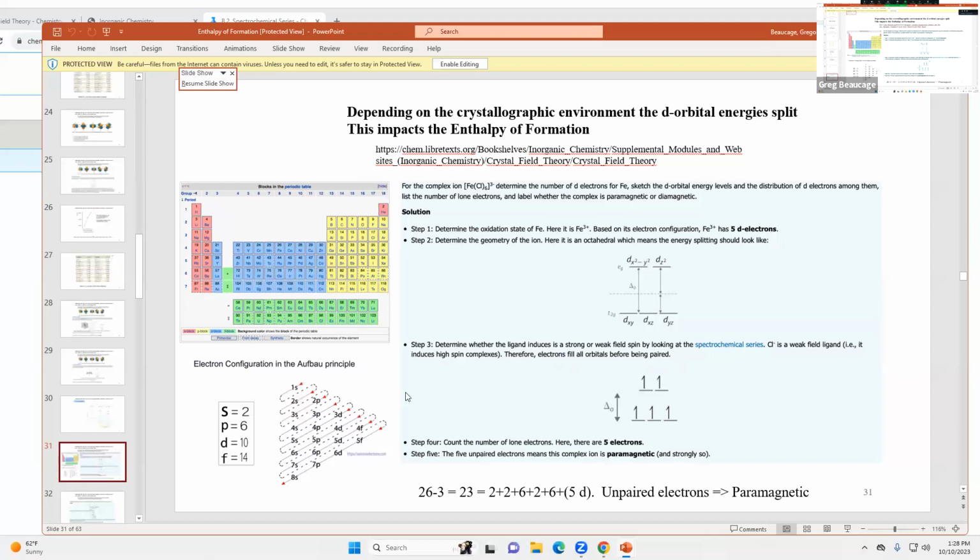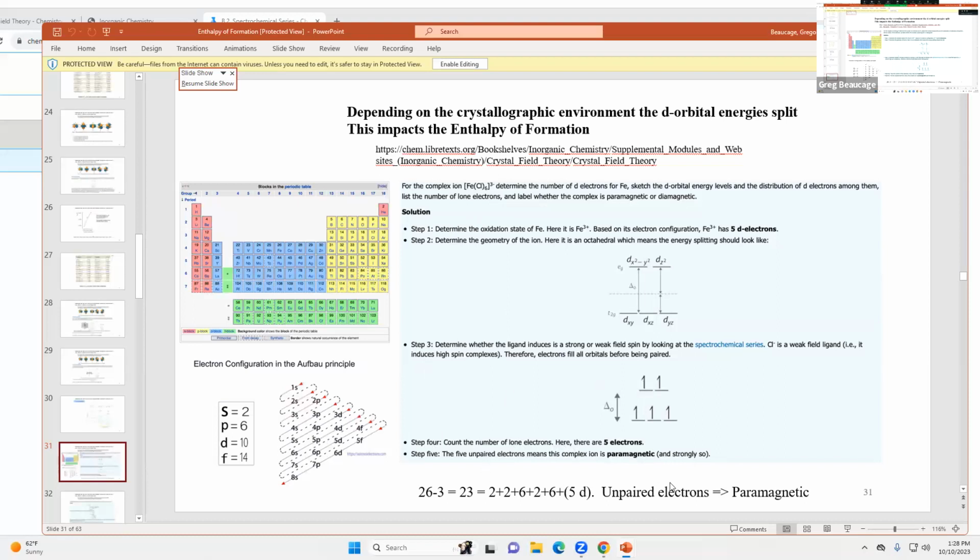So they fill all orbitals before being paired. And then what's next? Distributing electrons, list the number of lone electrons. There are 5 lone electrons. Label it as paramagnetic. So it's paramagnetic because you have 5 unpaired electrons. Strongly paramagnetic because you have 5 of them, as many as you could possibly have for an octahedral d splitting. So it's as paramagnetic as it gets. That's the idea of this.